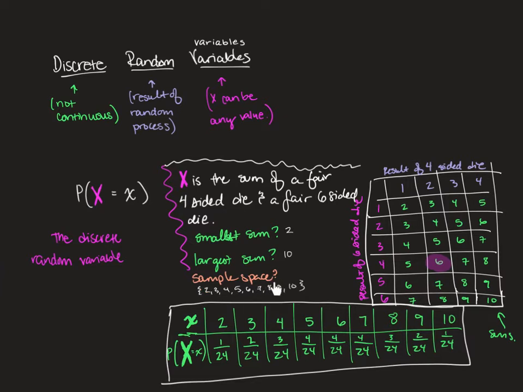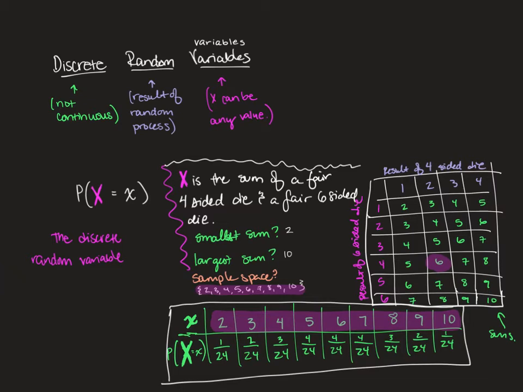And then the sample space refers to all of the possible outcomes. And it's not talking about probability at this point. Sample space just means what could happen. I could get a 2, a 3, a 4, a 5, a 6, a 7, an 8, a 9, or a 10. I can't get an 11. I can't get a 1. I can't get a 6.5. So these are my only options. Notice that this sample space exactly populates the top row of this chart.